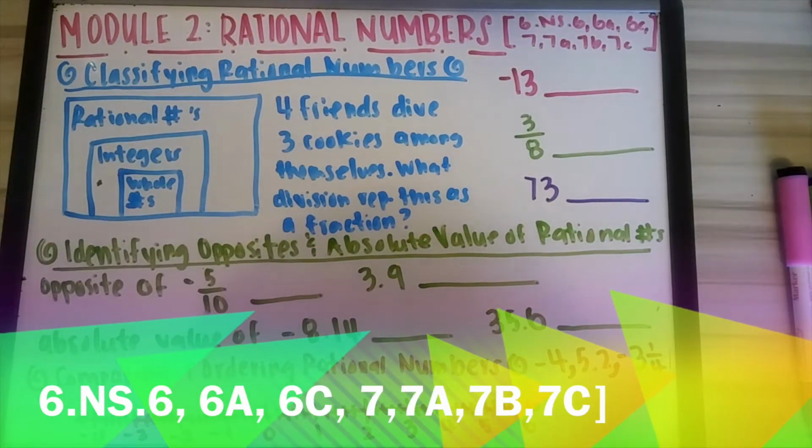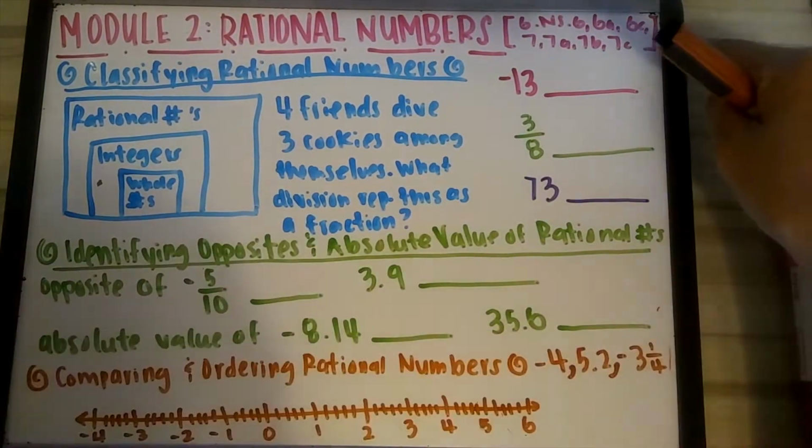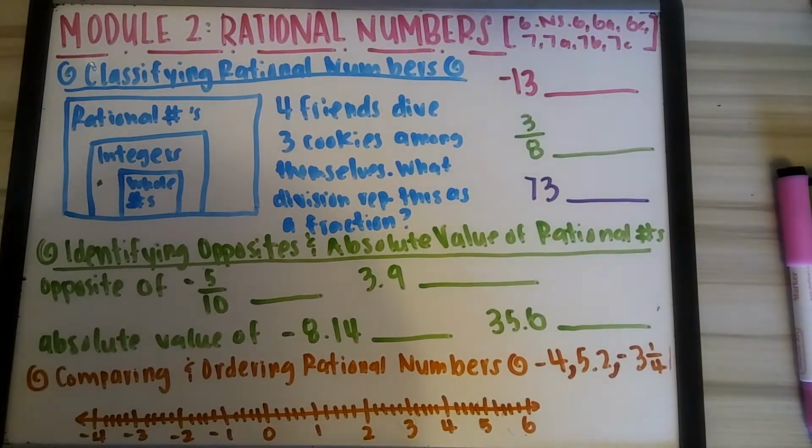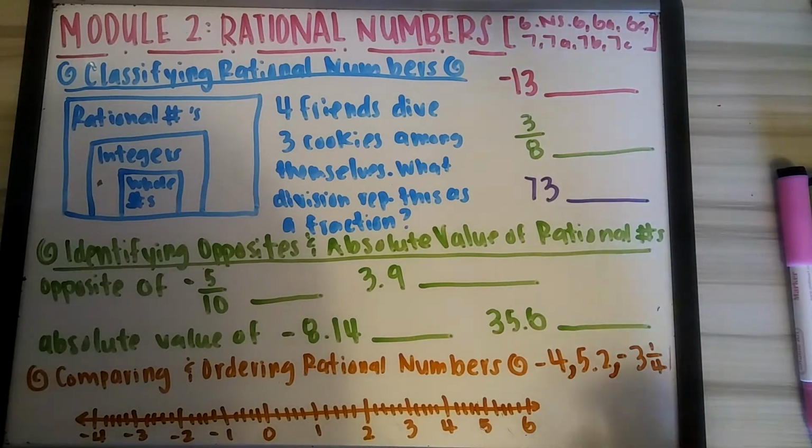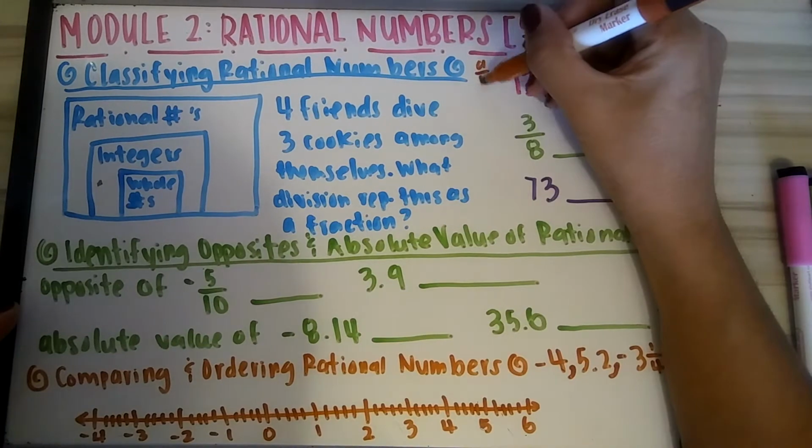Okay, so we're going to do a quick review of Module 2 of rational numbers. These are your standards. The first one is classifying rational numbers. Before we get to classifying, recall that a rational number is basically A over B, where B is not equal to 0.